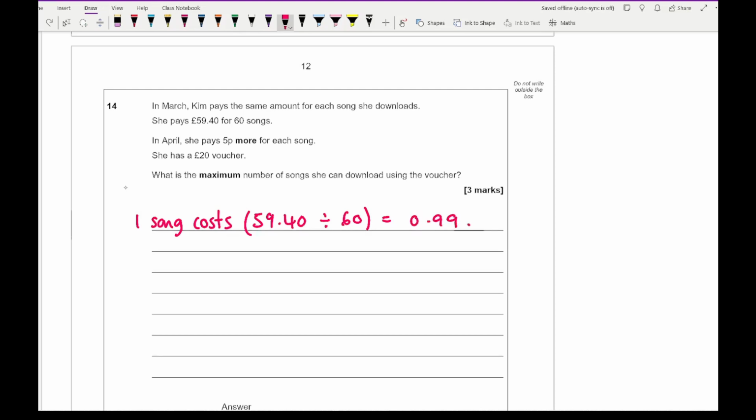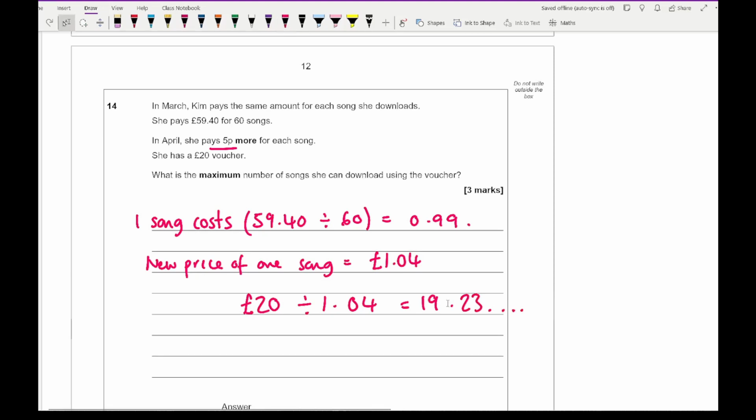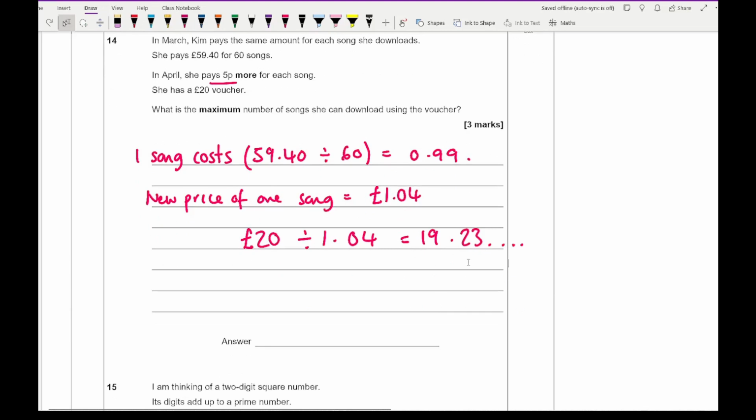So from this we know that it costs 5p more, so the new price of one song is going to be £1.04, and she's got a £20 voucher, so we do £20 divided by 1.04, and I get an answer of 19.23 and so on. So if I round down, because she can't buy 19.23 songs, the answer is going to be 19.